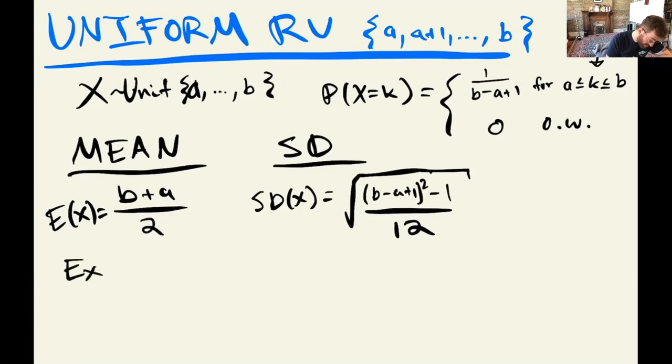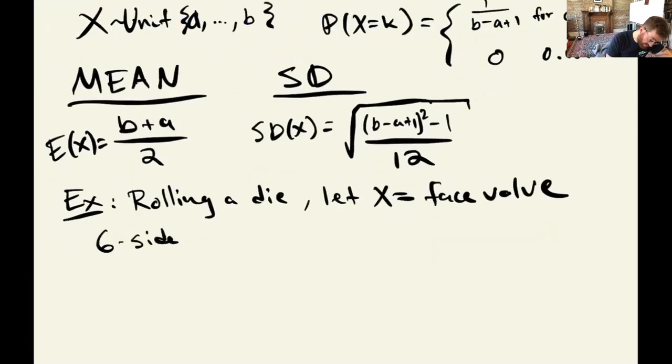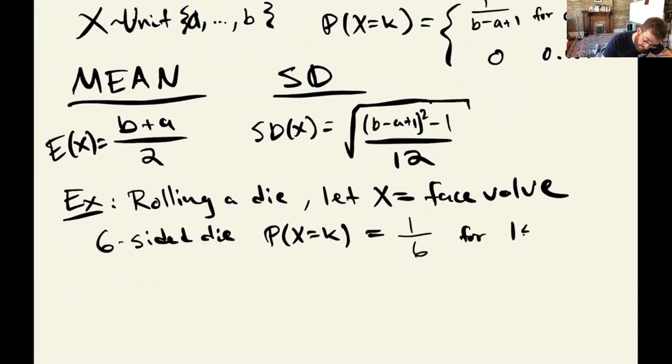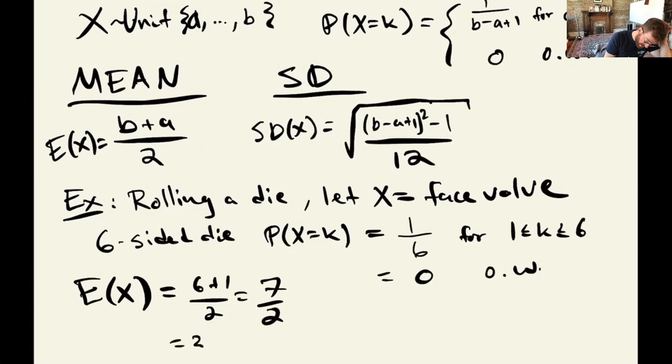The typical example of a uniform distribution is rolling a die and then letting X be the face value. Now for a six-sided die, any of the values is equally likely with probability 1/6 for k between 1 and 6, and then 0 otherwise. And the expected face value, which in this case is not the same thing as the mode or even the median, ends up being, if you use the formula, 6 plus 1 divided by 2, which is 7/2, which equals 3.5. In fact, this is not a value you can actually observe when rolling a die.